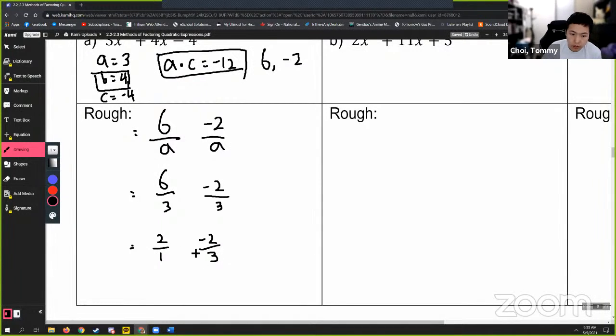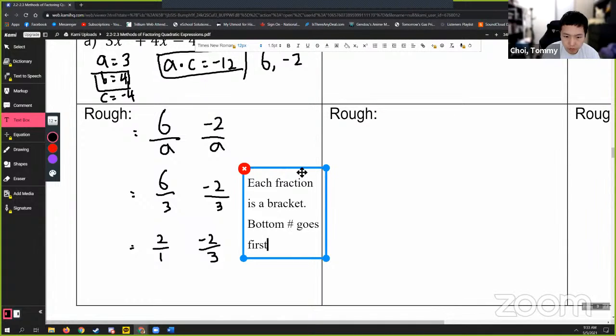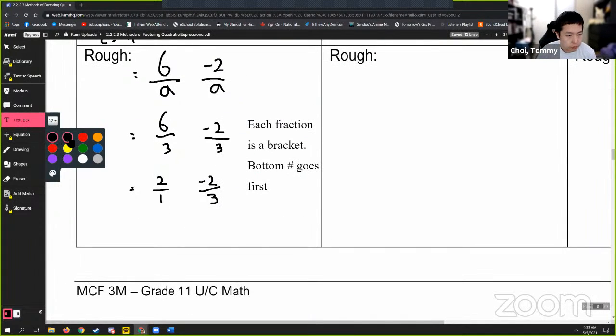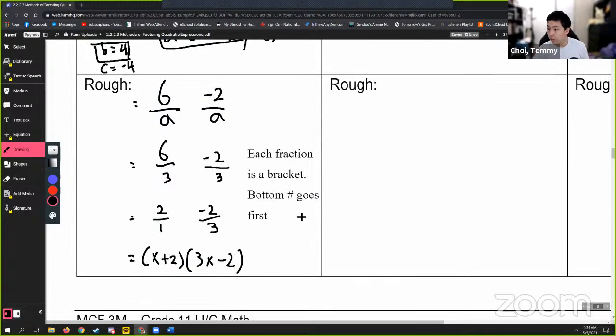And this is actually the two brackets. So I'm going to write it as a side note here for you to see. Okay. Each fraction is a bracket. Bottom number goes first. So to show you how that works, in the first bracket, what we have here is 1x plus 2. And in the second bracket, bottom number goes first. So it would be 3x and then minus 2, and you're done. So this is the fraction method here.